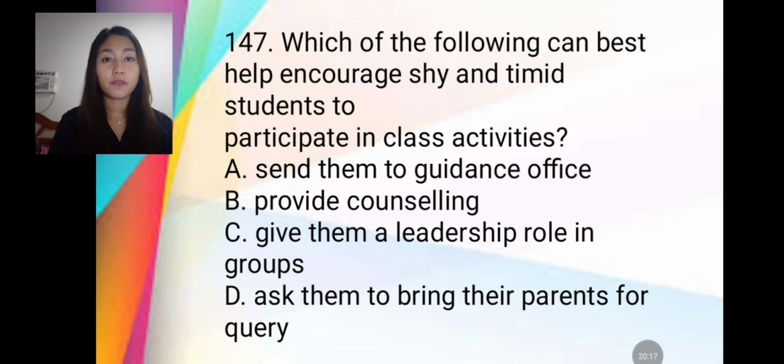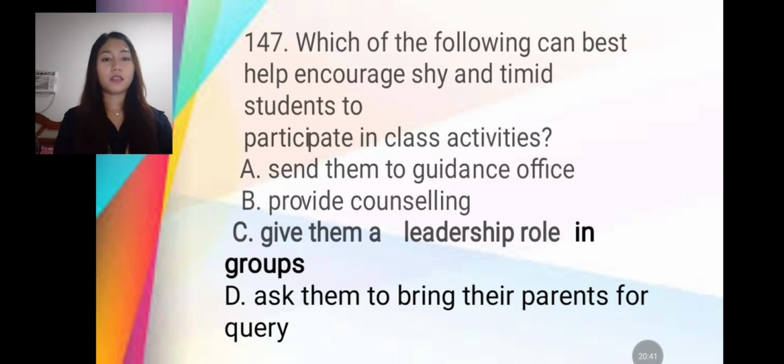Number 147. Which of the following can best help encourage shy and timid students to participate in class activities? A. Send them to guidance office. B. Provide counseling. C. Give them a leadership role in groups. D. Ask them to bring their parents for query. So the answer here is letter C.